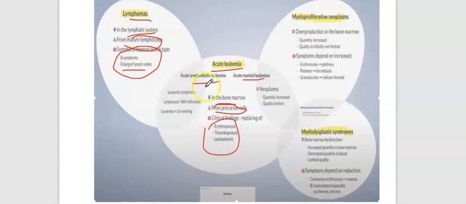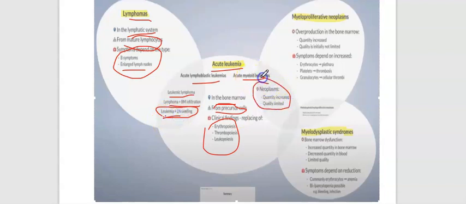Then the lymphoma cells in the lymph tissue can also come to the blood, leading to leukemic lymphoma. Then they can also infiltrate the marrow, so lymphoma with infiltration, and then they can present with swelling, so leukemia with lymph node swelling can also occur.